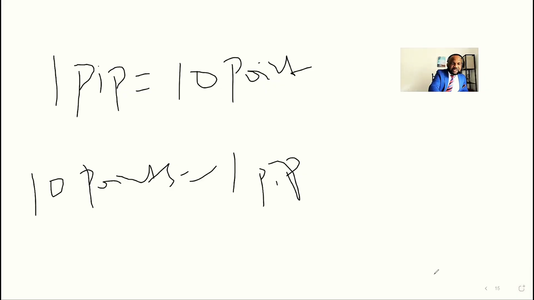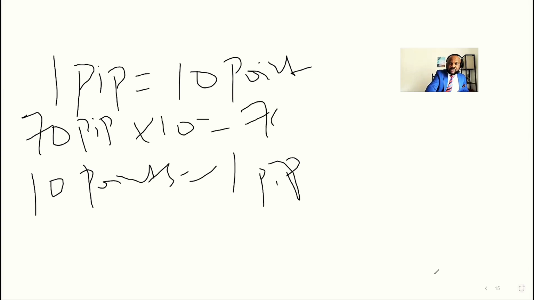So if I'm looking for 70 PEEPs, just multiply it by 10. It will give you 700 points. So one PEEP equals 10 points. Anything you get in PEEPs, if you want to convert it to points, you multiply it by 10. Then 10 points equals one PEEP. Anything you get in points, if you want to get it in PEEPs, you divide it by 10.